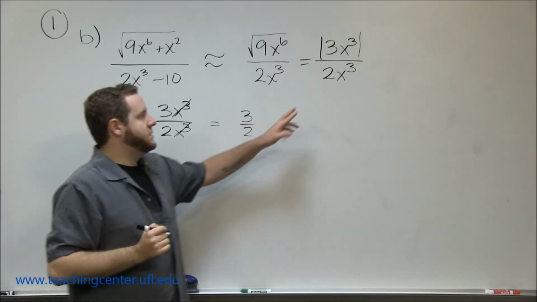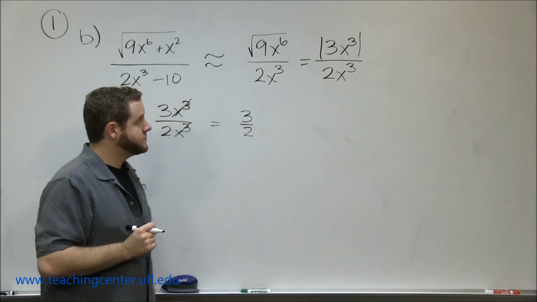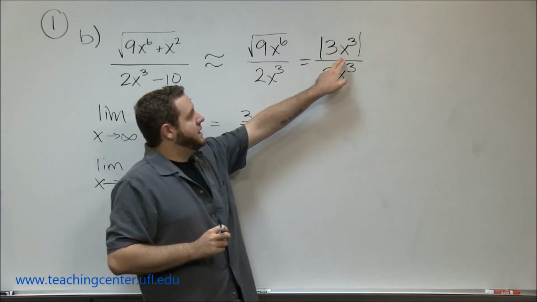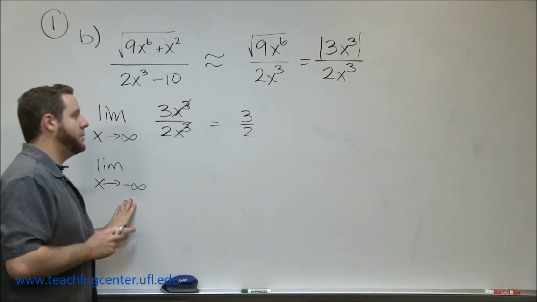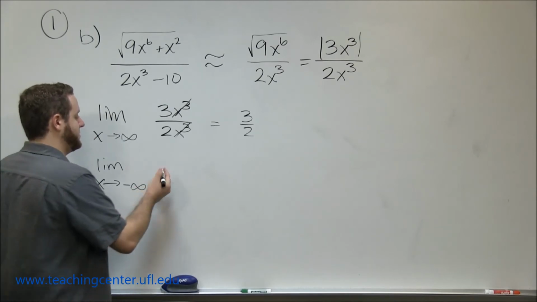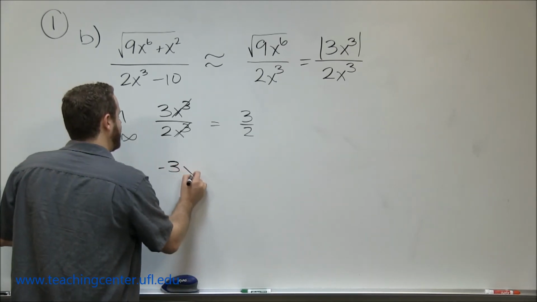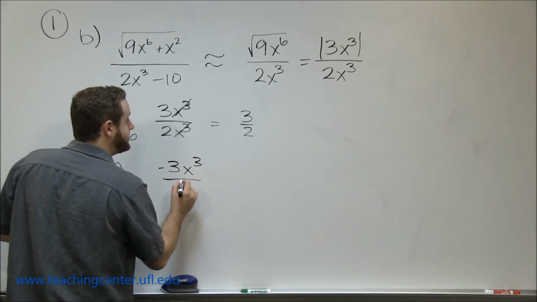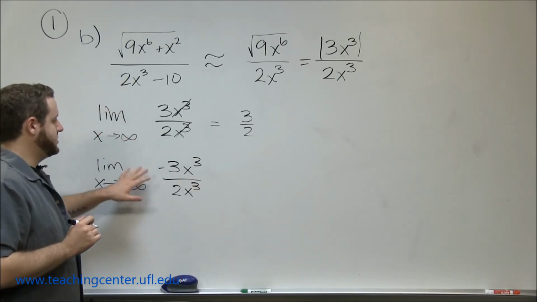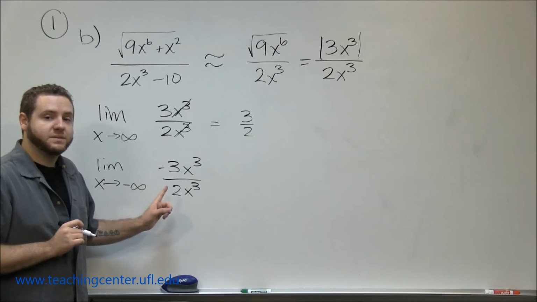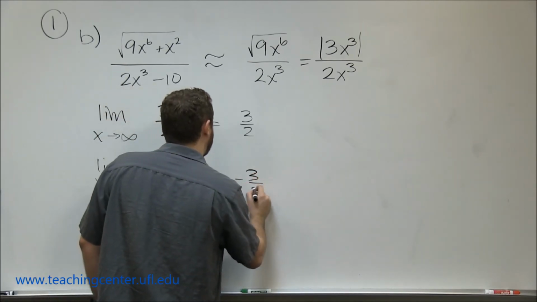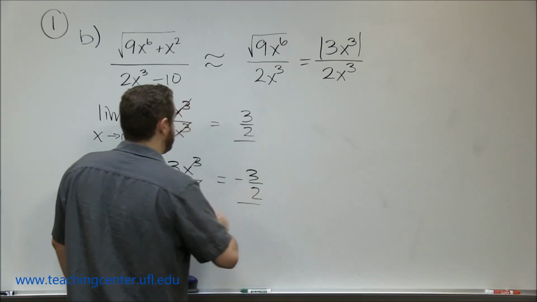When we do the limit as x goes to negative infinity, now the absolute value bar definitely does matter, because if we're taking a negative number and cubing it, we get a negative number. And in that case, to get rid of the absolute value bar, we'd have to put a negative sign in front of what's there. So you can see it's almost the same, but now we have a negative sign in front. Again, the x cubes cancel, and we get negative 3 halves.